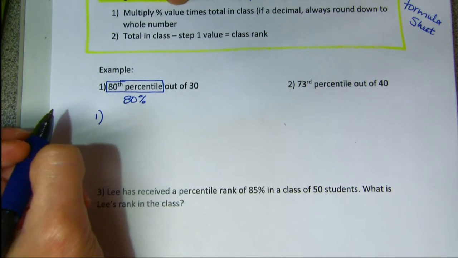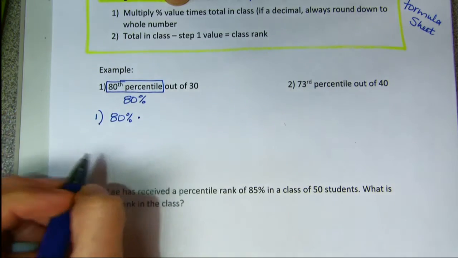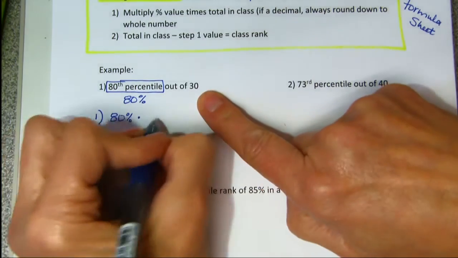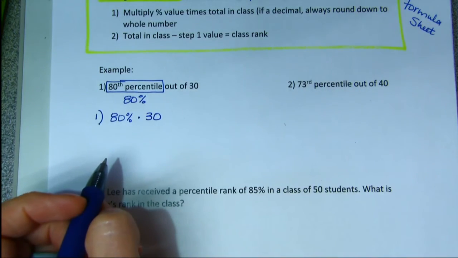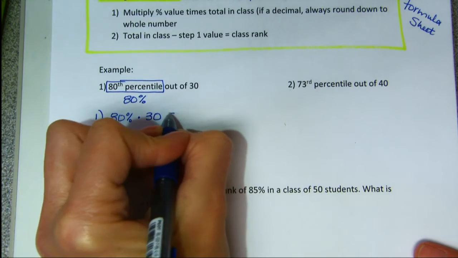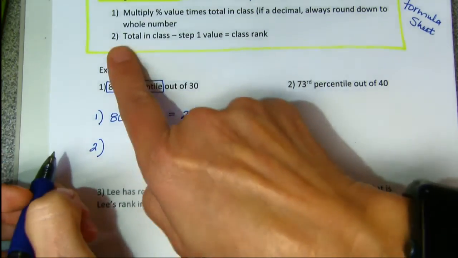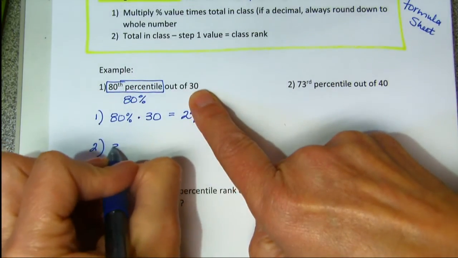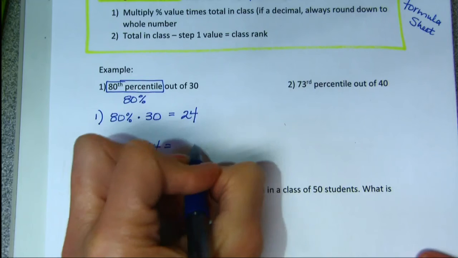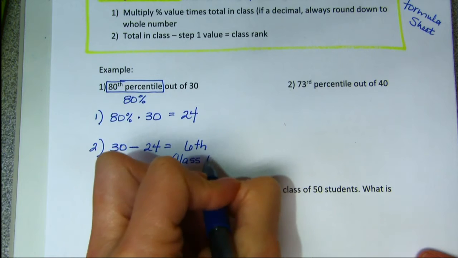Multiply percent value, so that would be my 80%, times the total in the class. The total in the class is 30, okay? So if I take 80% times 30, I get 24. Step two, take the total in the class, well there were 30 in the class, minus step one, which was 24. So that gives me 6. This is my class rank.